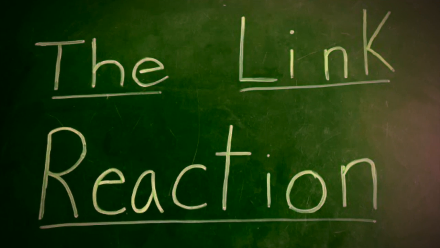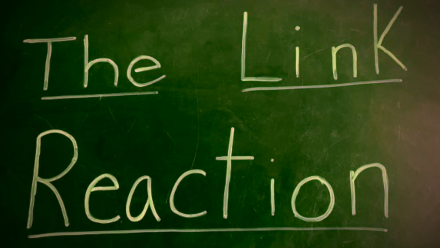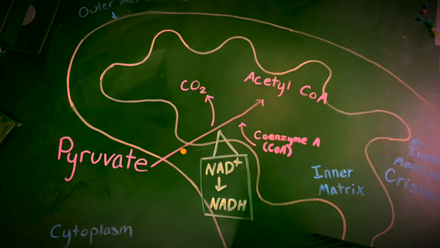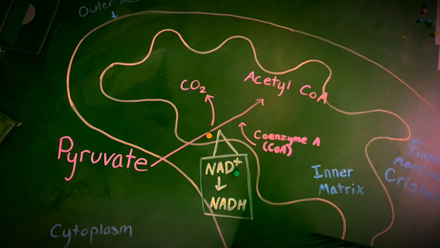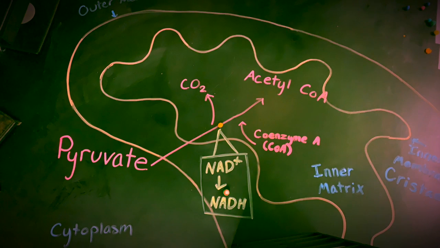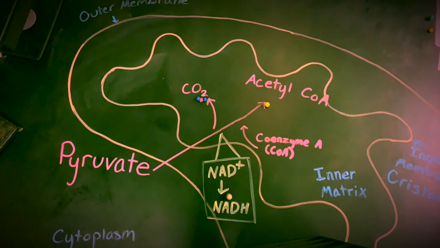Before entering the Krebs cycle, the pyruvate generated in glycolysis undergoes the link reaction. This is a process in the mitochondrial matrix, which combines the pyruvate with the vitamin coenzyme A, forming acetyl-CoA, and, as a byproduct, 1 molecule of nicotinamide adenine dinucleotide, or NADH, per pyruvate. It is this acetyl-CoA which enters the Krebs cycle.